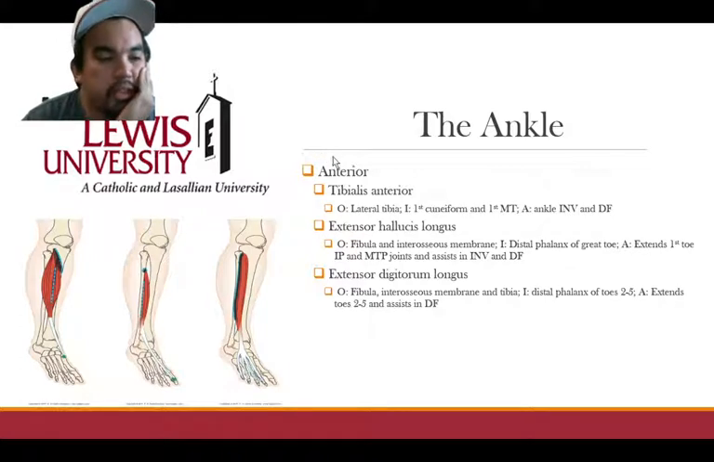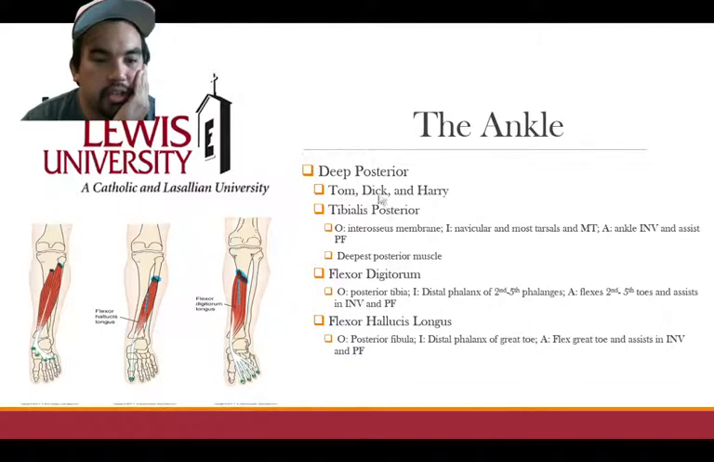So if we look at the anterior compartment, we have the tibialis anterior. Oh, I'm sorry, I didn't go over that. So Tom, Dick, and Harry. Tibialis posterior is Tom. Dick is the digitorum, and Harry is the hallucis. So tib posterior, flexor digitorum, flexor hallucis. Tom, Dick is the digitorum, and hallucis is Harry.